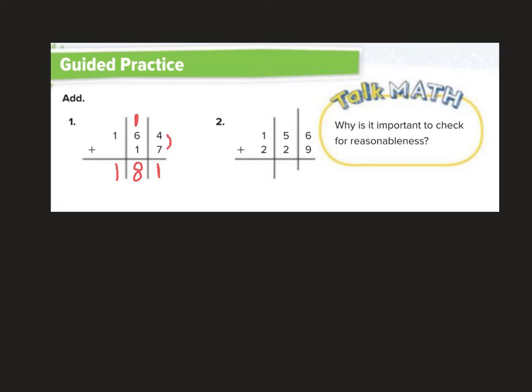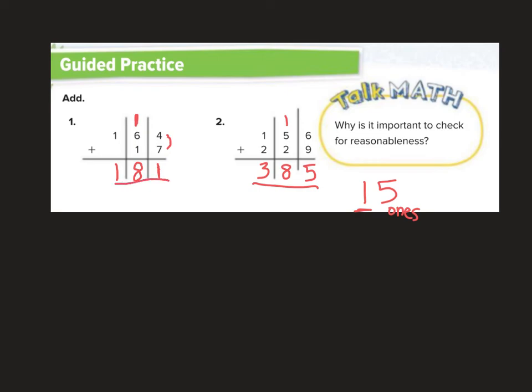6 plus 9 makes 15. 15 can be split up into 5 ones and 1 ten. So now let's add our tens together. 1 ten plus 5 tens is 6 tens. 6 tens plus 2 more tens are 8 tens. No regrouping there. 1 and 2 make 300s. So our answer is 385.